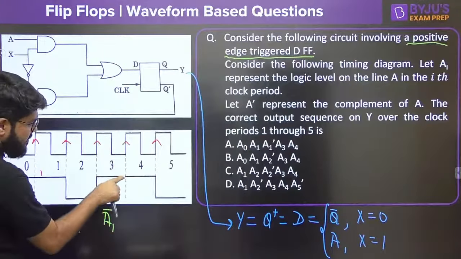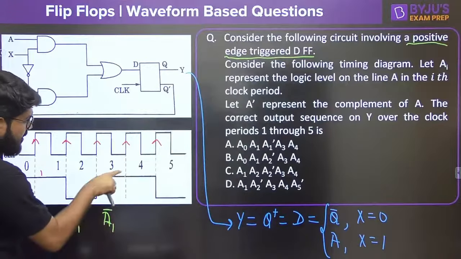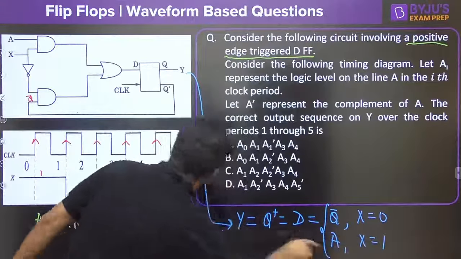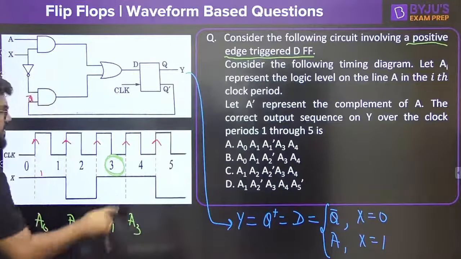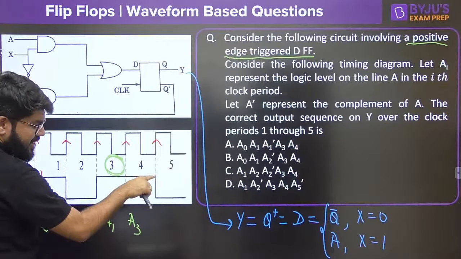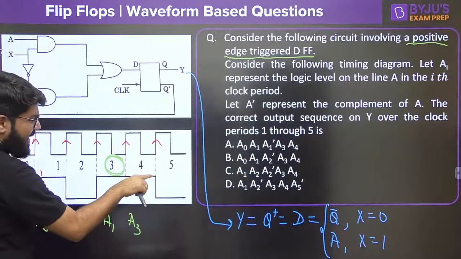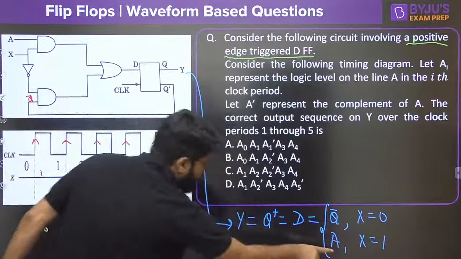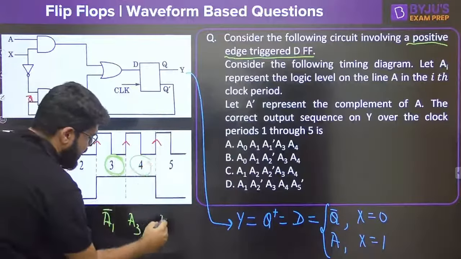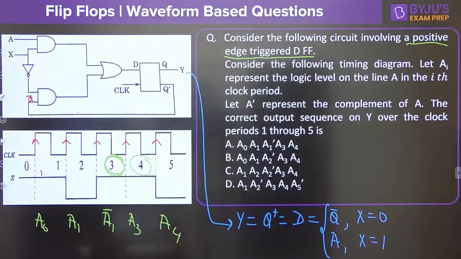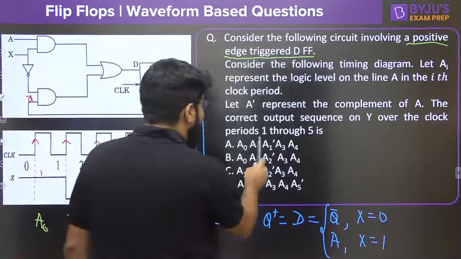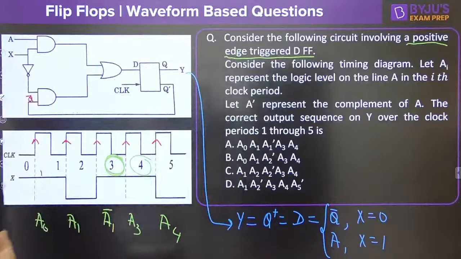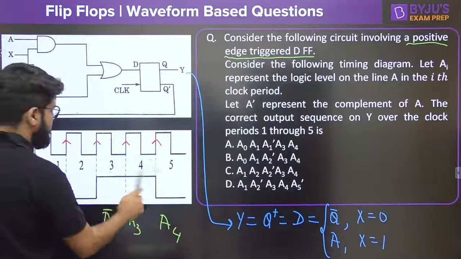Now at the next positive edge, what is the value of X? It is equal to 1, so the output is A. Which A? The A during this cycle, that is A3. At the next positive edge, the value of X is again 1, so the output will be equal to A. What will be the A here? A4, since the fourth clock cycle is going on. So the outputs are A0, A1, A1 bar, A3, A4. A2 will be skipped here.